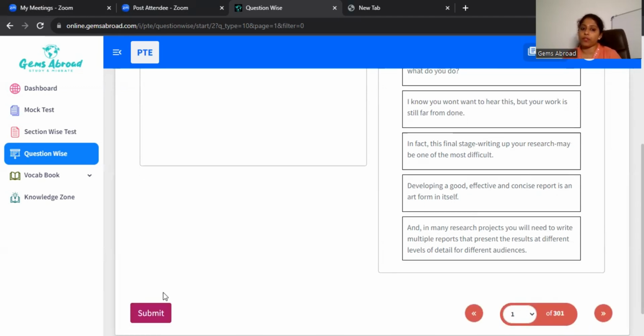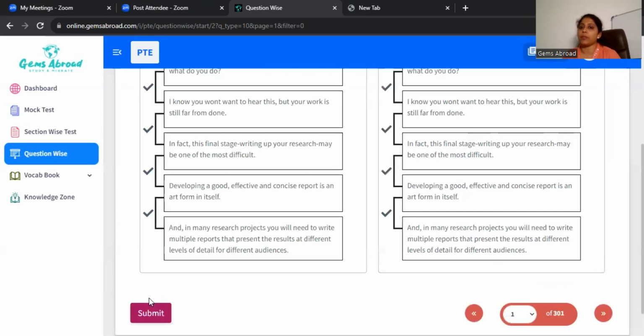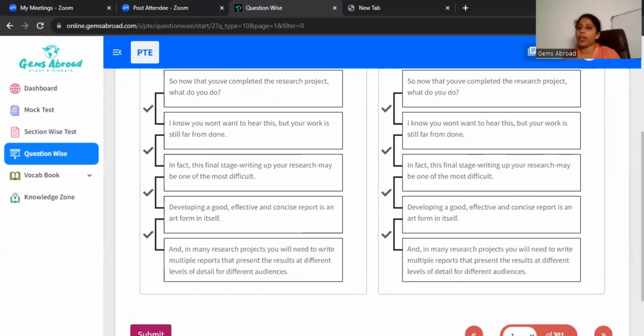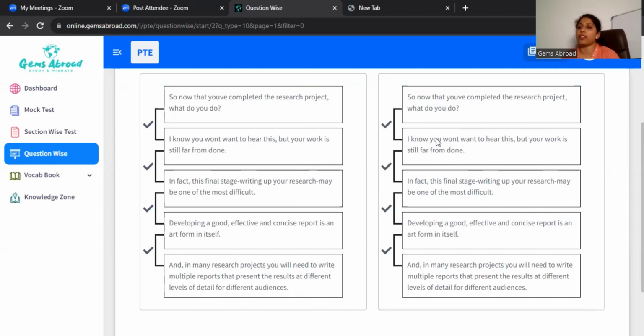So this is how you have to pair and click submit. For one pairing, you will get 1 mark, another pairing, another 1 mark, the next pairing 1 mark, and the next 1 mark. So you get 4 marks. If you make any mistake in a pairing, you lose marks. Reorder paragraphs, yes, it's difficult. It's not that difficult because you have to understand the strategies.